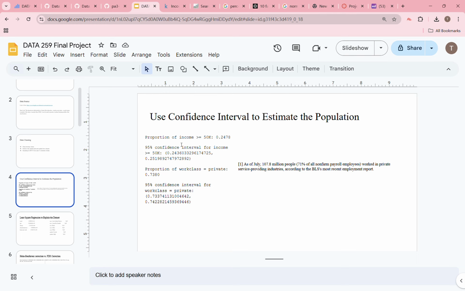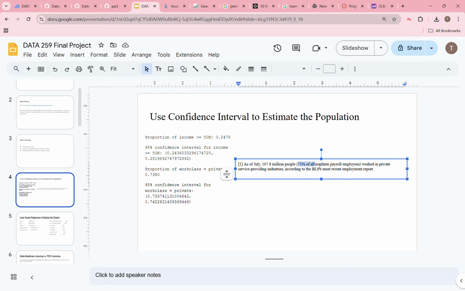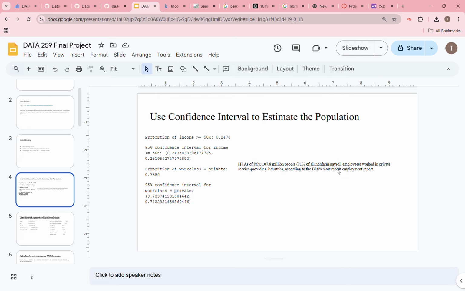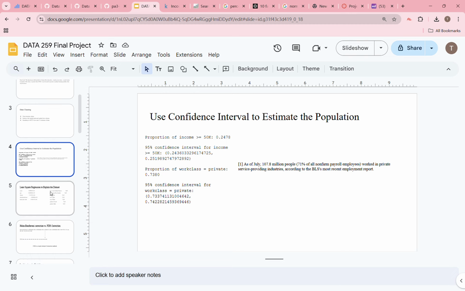To do that, I created a confidence interval for the proportion of income greater than or equal to 50K, as well as the proportion of work class that is privately working. Here are the 95% confidence intervals generated, and they're actually pretty close to the actual numbers. Even though this is a number from 2019, it's very interesting.